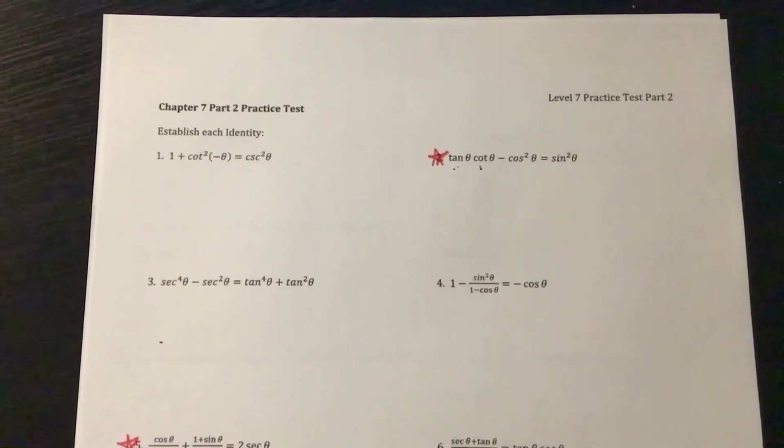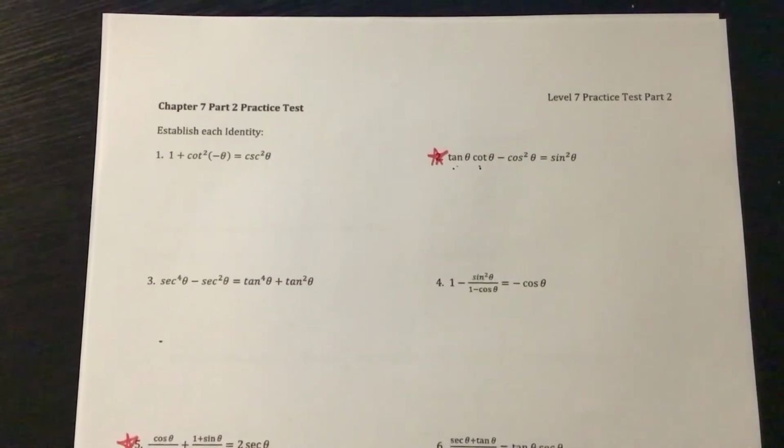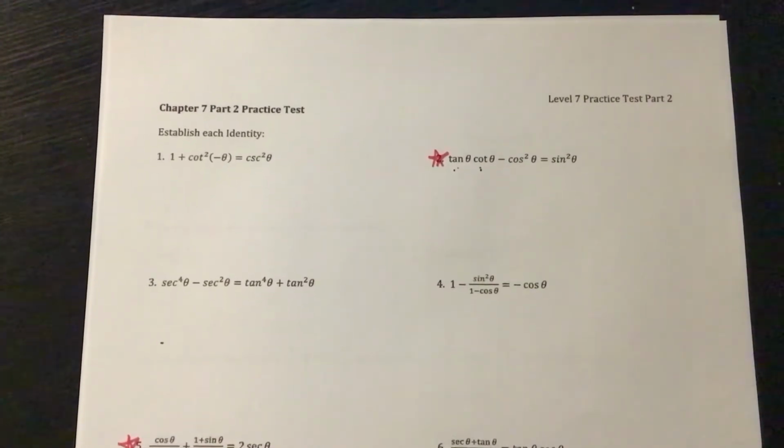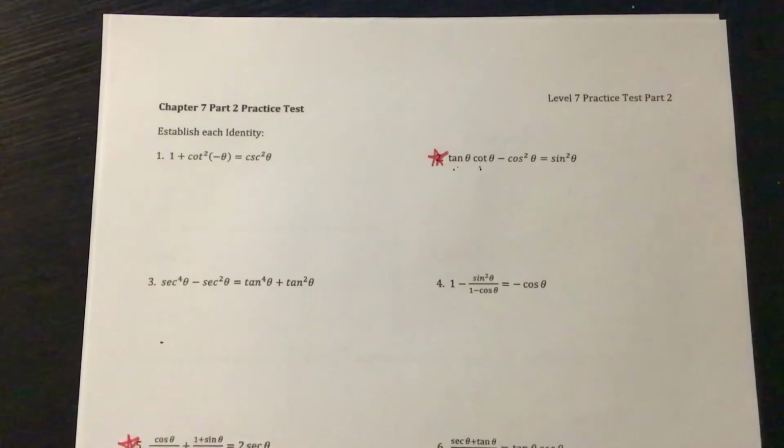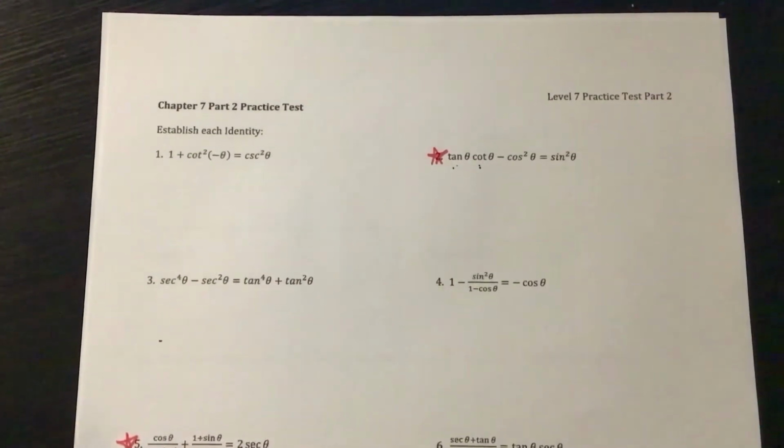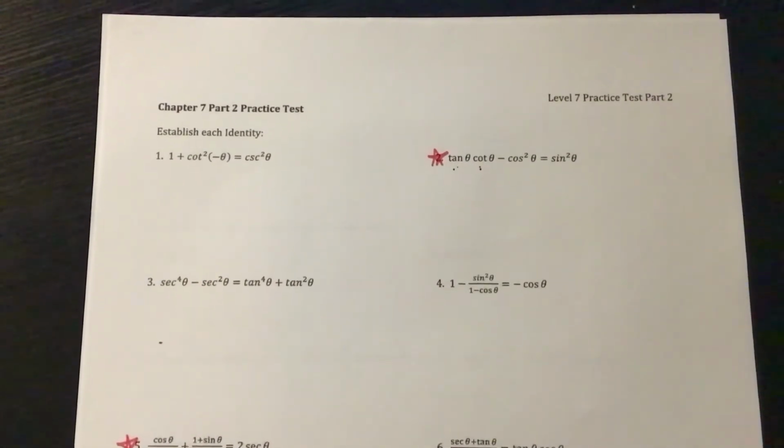So here we are with the Chapter 7, Part 2 practice test. On the identity page, on page 203, I only assign 3 problems. So I'm only going to do those 3 problems, starting with number 2.